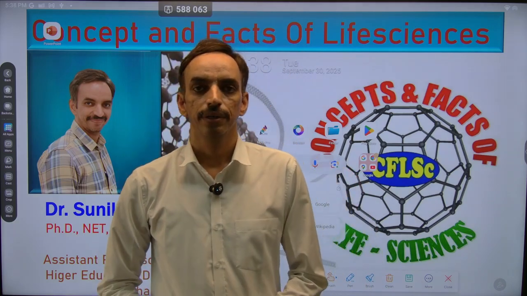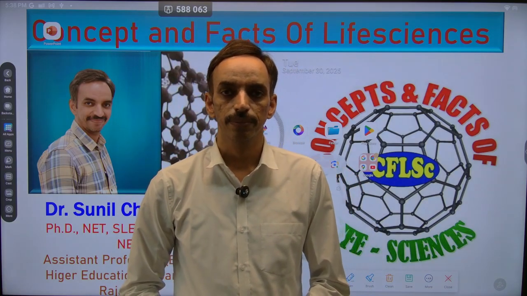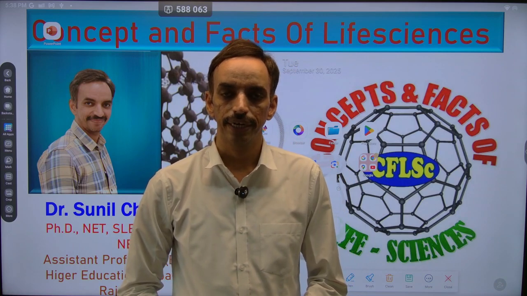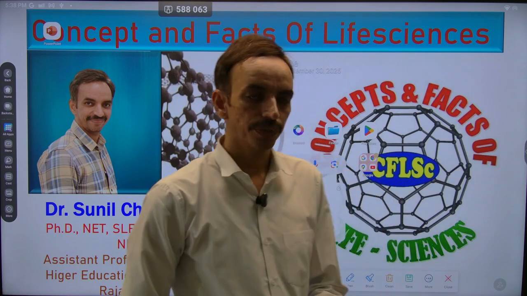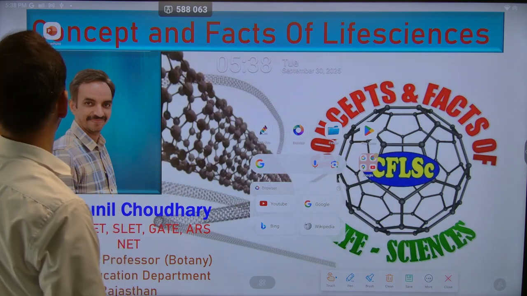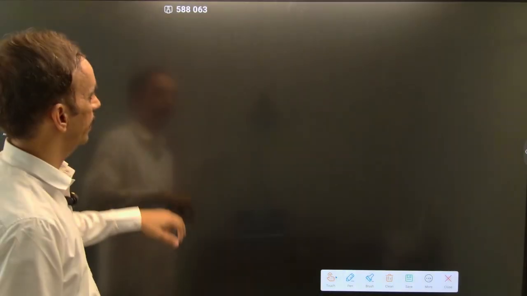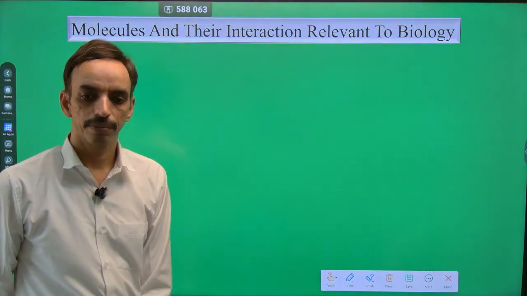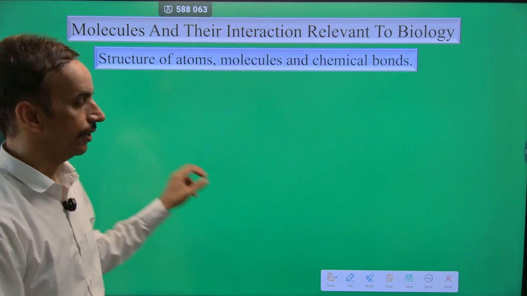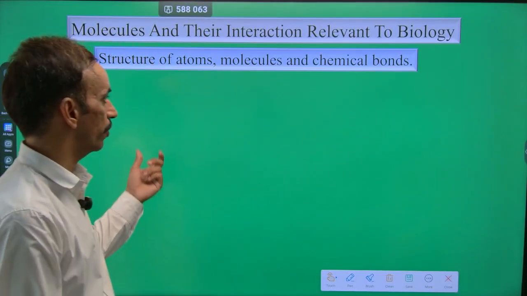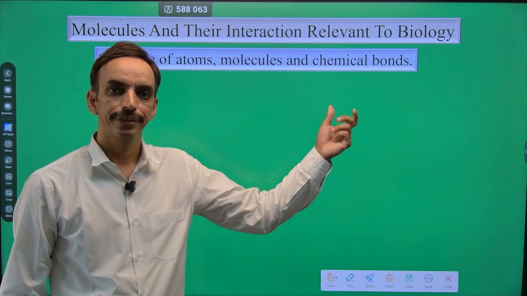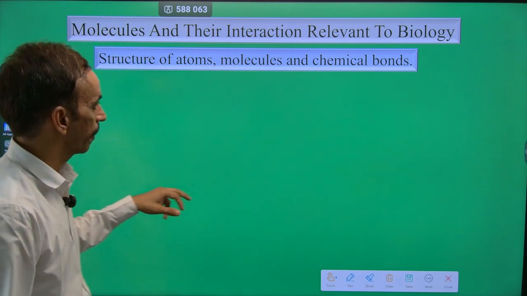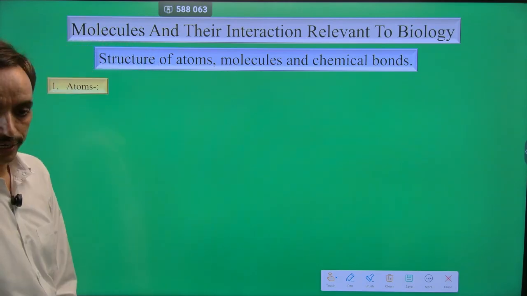Hello everyone. In this video, we are going to discuss the CSIR UGC NET Life Sciences Unit 1, that is the molecules and their interaction relevant to biology. इस यूनिट के पहले टॉपिक की बात करते हैं, that is the structure of atom, molecules and chemical bonding. स्टार्ट करते हैं एटम्स के साथ में.